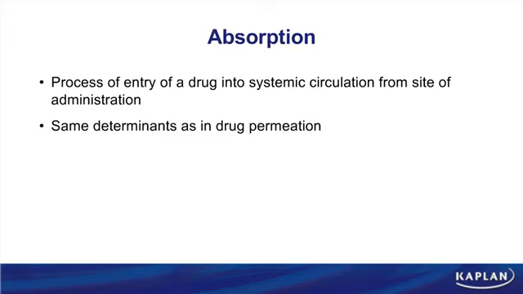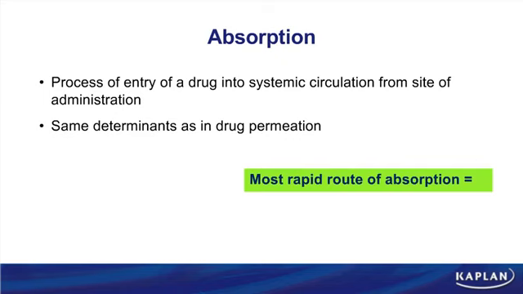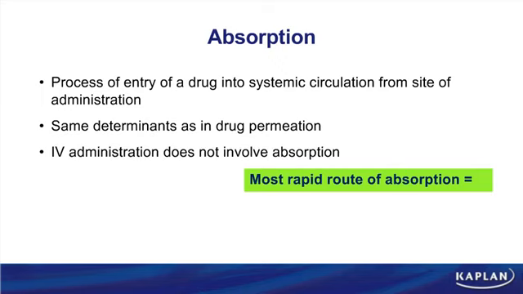And that's why you can really miss this point if you're not careful. If I ask you what is the most rapid route of absorption, some people might answer IV. And the reason you would say IV is because you know how fast that route of administration is. The question really is, does IV administration involve absorption? Does IV involve 2 compartments? And you know the answer to that question is no. IV, you're placing the drug directly into the blood. And as a result, it does not involve absorption. That's why you can't answer that question with IV.